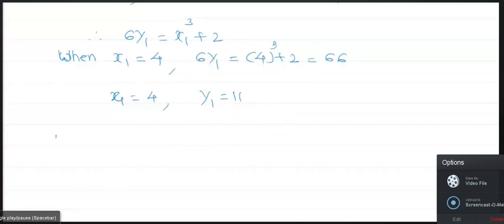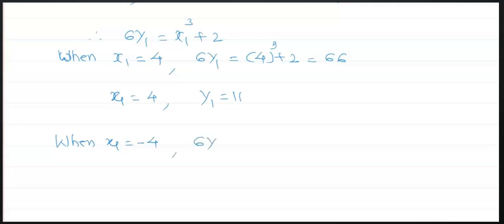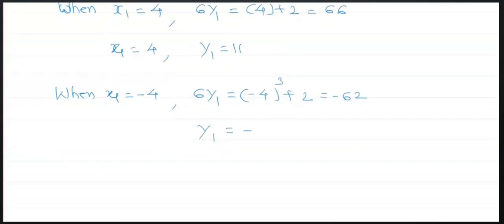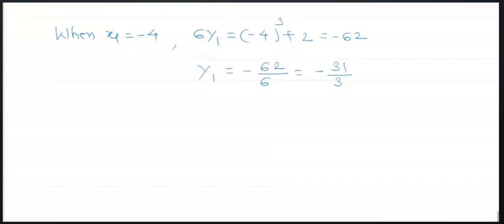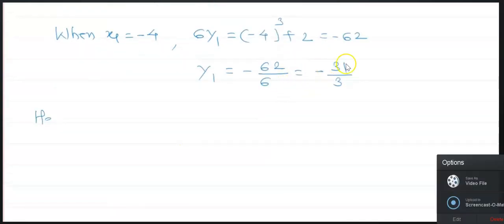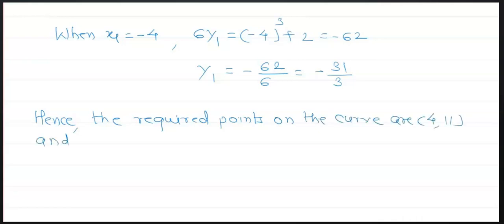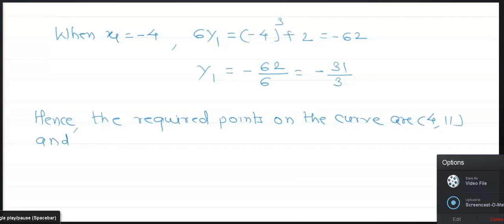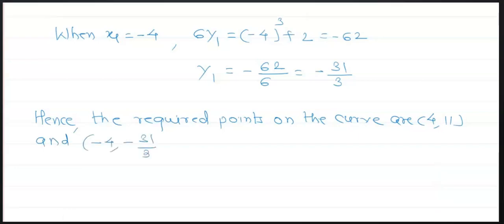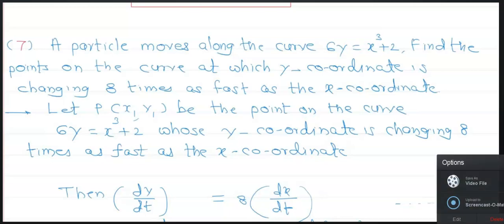And the next is, when x1 is equal to minus 4, then you will get the value of y1. That is minus 62 upon minus 6, that is y1 is equal to minus 31 upon 3. Hence, the required points on the curve are 4, 11 and minus 4, minus 31 upon 3.